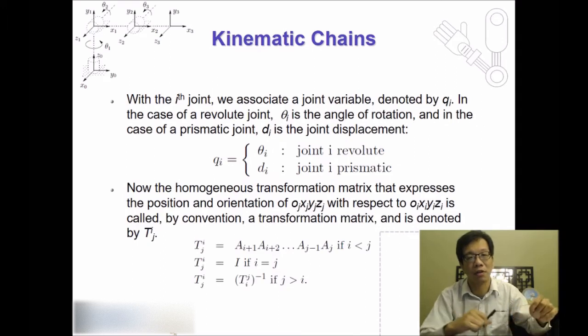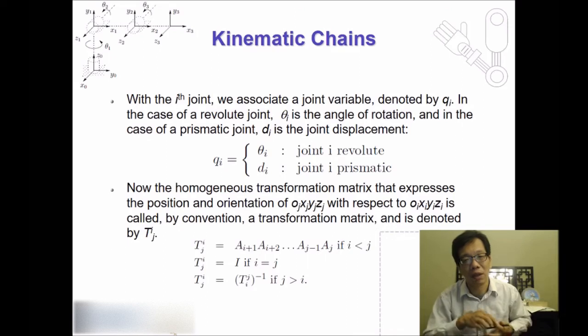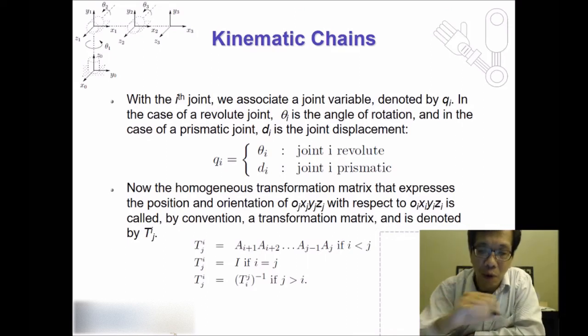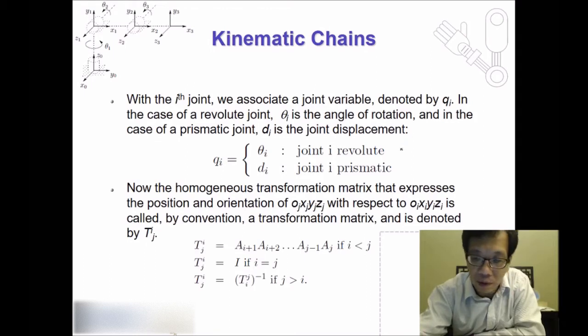Okay, so let's do that. This specific calculation is actually called kinematic chains. When we are dealing with those kinds of things, keep in mind we are having rotation, which is our theta. We also have our displacement, which is our d.